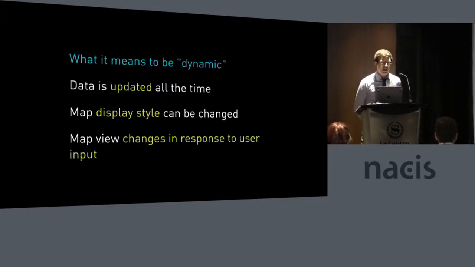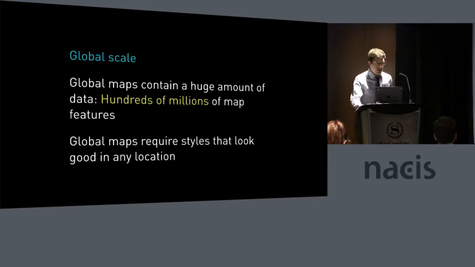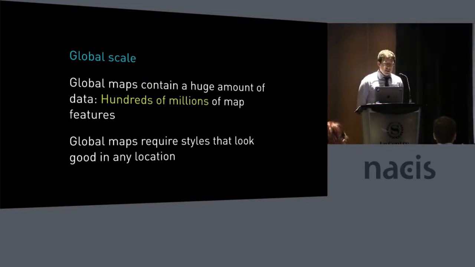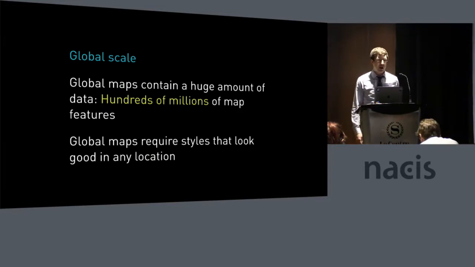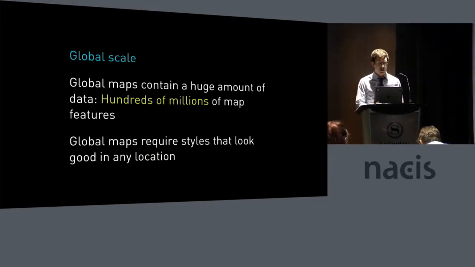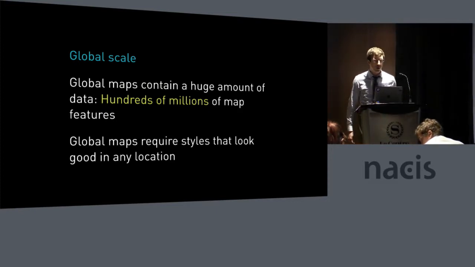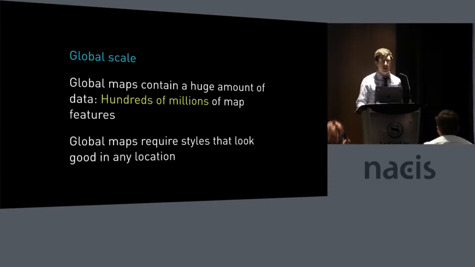And when we talk about dynamic maps, we mean maps where data is updated regularly, where the map display style can be changed, and where the view is slippy and changes in response to user input. Users expect these maps to cover the entire world, which means that they contain hundreds of millions of map features. So solutions to any problem with the map have to be done at scale, and manual editing, except at the highest levels, is usually not an option. And another challenge is that global maps require styles that look good in any location.